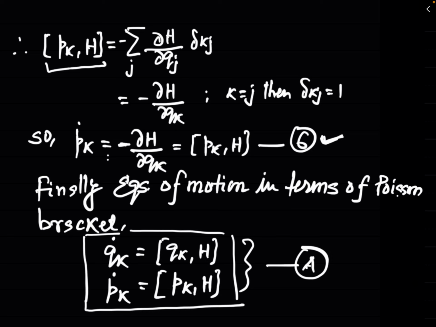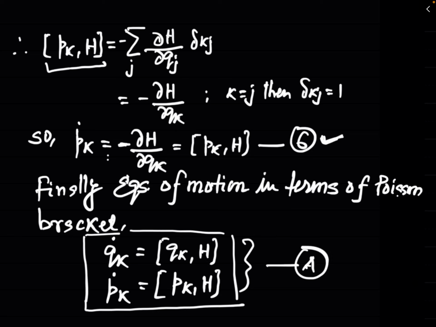When you write qk dot, then that will be Poisson bracket of qk and h. And when you write pk dot, that is simply equal to Poisson bracket of pk and h. So there is no problem of minus sign here. So it is more convenient than the original form of equation of motion.